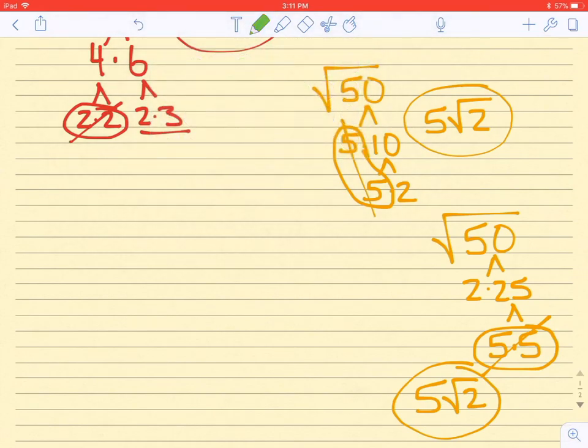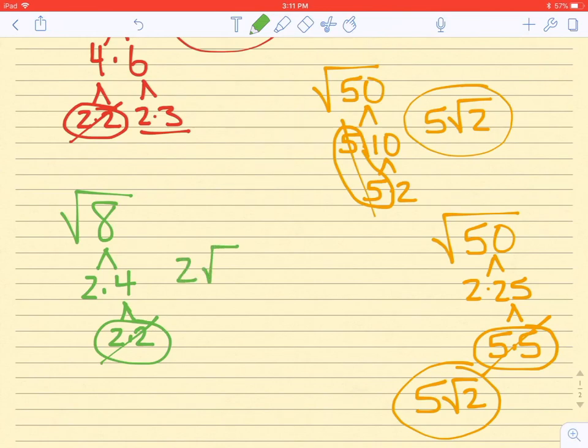Let's look at another example. What if we have the square root of 8? So 8 comes from 2 times 4. 4 comes from 2 times 2. So I have a pair of 2's. I can take one out. And then the square root of 2 is left over. So the square root of 8 is equal to 2 square root 2 when I simplify.